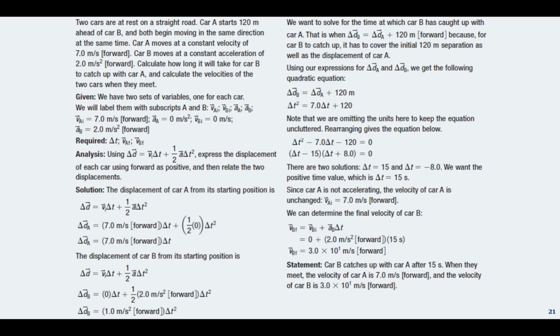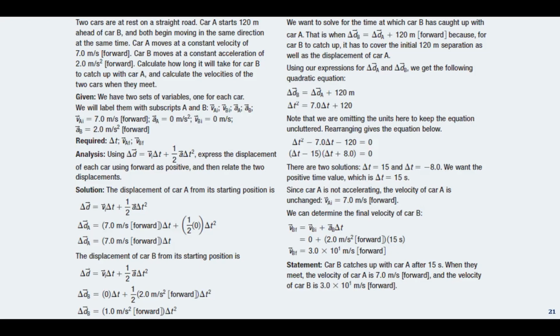Delta dB equals delta dA plus 120. And this is equivalent to delta t squared plus 7 delta t plus 120. Also, we are omitting the units here to keep the equation uncluttered. Rearranging gives the equation below. Delta t squared minus 7 delta t minus 120 equals 0. So from here, you can either solve this equation using factorization or using the quadratic formula, right?